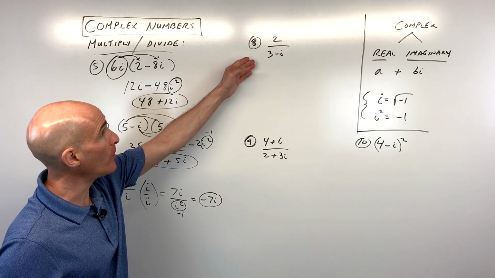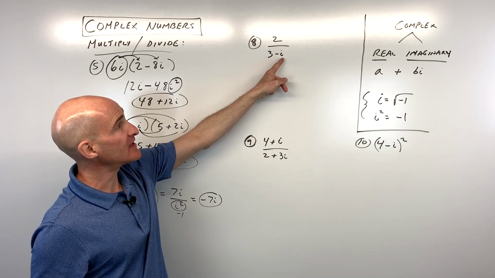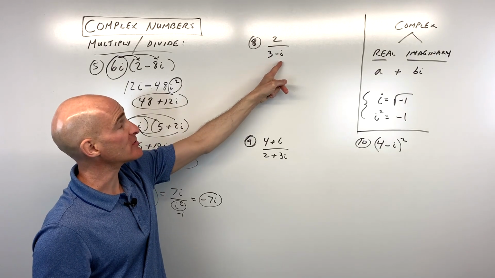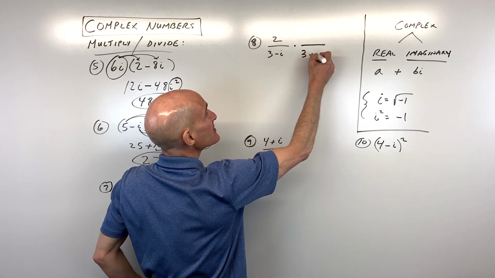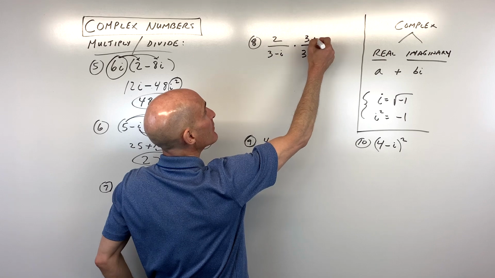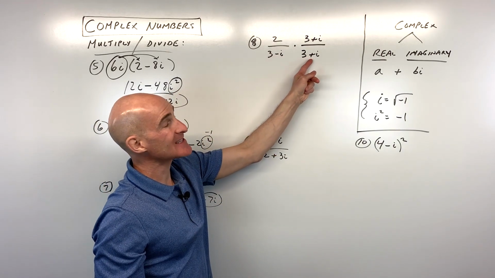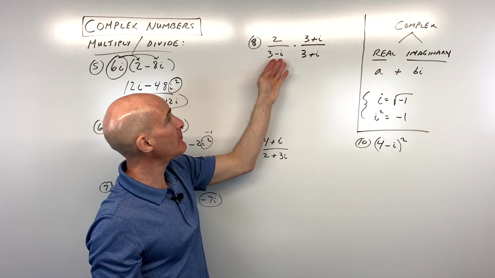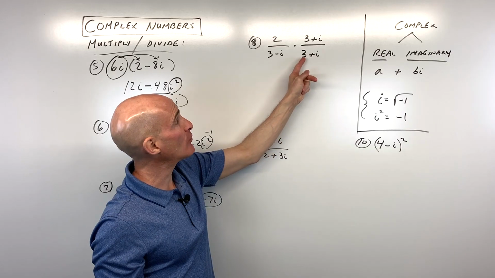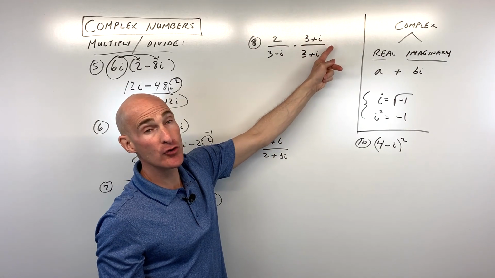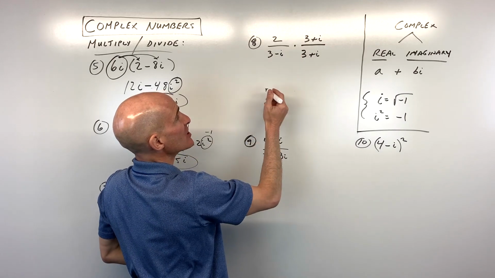For number 8, see the i in the denominator here? We don't want that i in the denominator, but this is a binomial, right? It's two terms. So here we have to multiply by the complex conjugate. What does complex conjugate mean? It means the two terms are the same, but you're changing the sign in between. So you don't flip all the signs, just the sign in between. If this was plus, I would make this minus. Again, whatever you multiply the denominator by, you multiply the numerator by, because anything divided by itself is 1, so multiplying by 1 doesn't change the value.